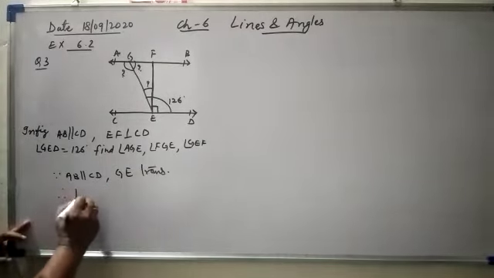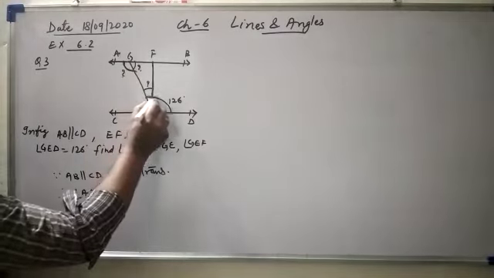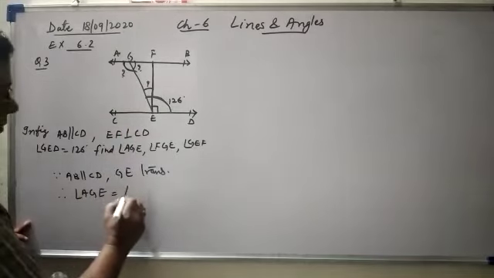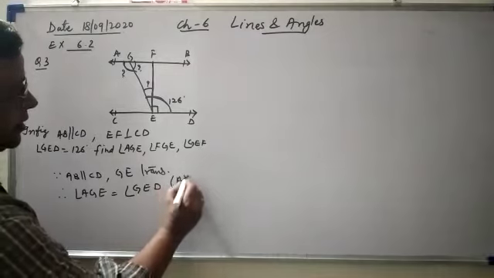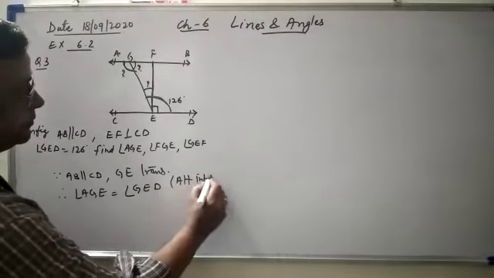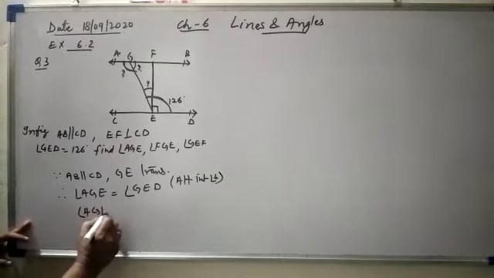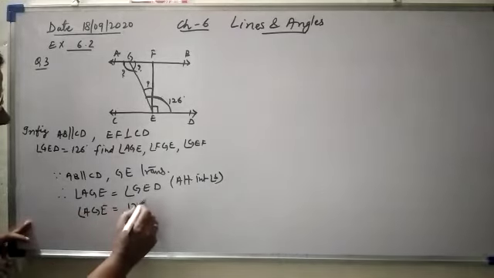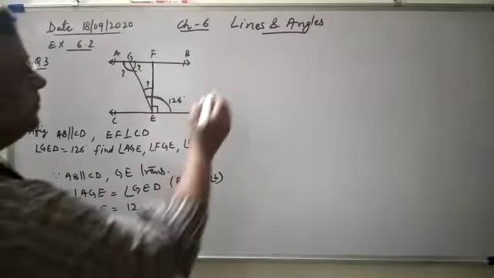therefore angle AGE, this angle, and this angle GED are alternate interior angles. So angle AGE is equal to 126 degrees. Okay, now we have the next one.